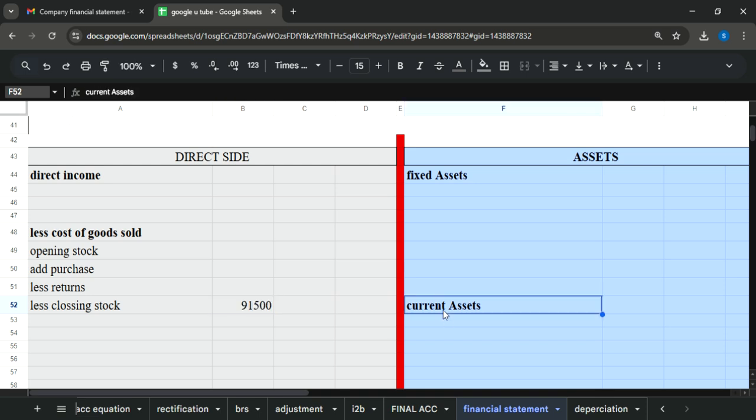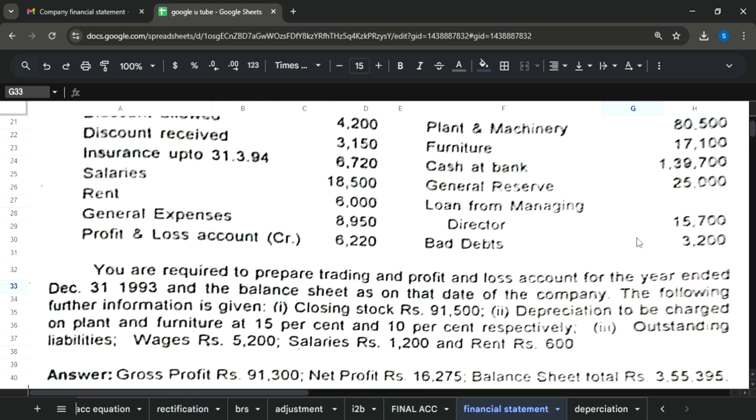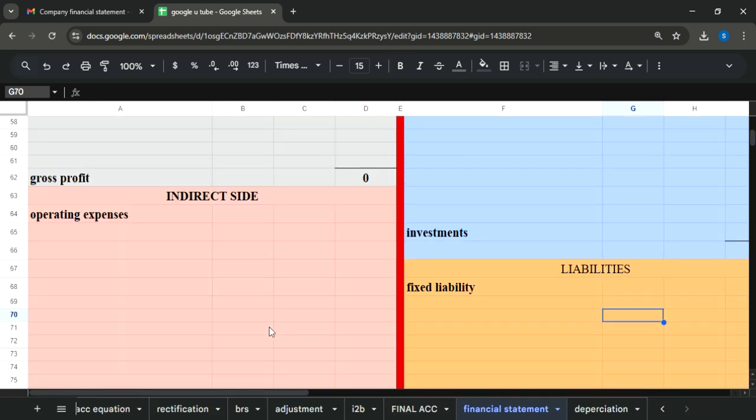Secondly, you know that each adjustment does have two effects, so this closing stock would also be mentioned on the balance sheet side. So this is your left side. Right side, closing stock is completed. It means our first adjustment has been noted down. Now next, depreciation to be charged on plant and furniture, and on plant it is 15%. So we'll go to the operating expense side, and here we will write depreciation of plant.